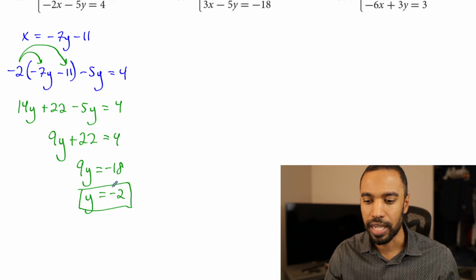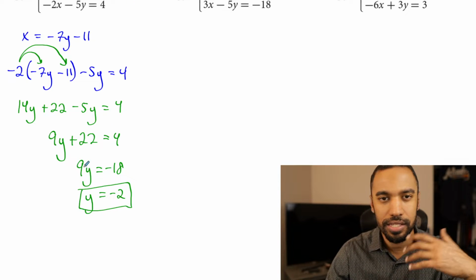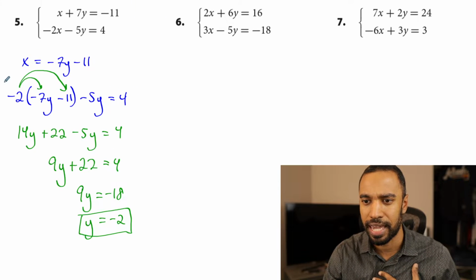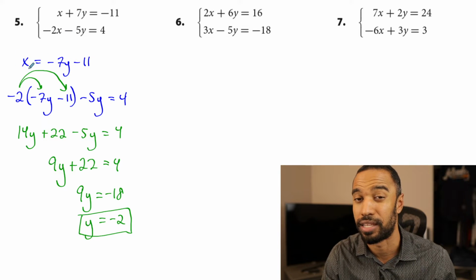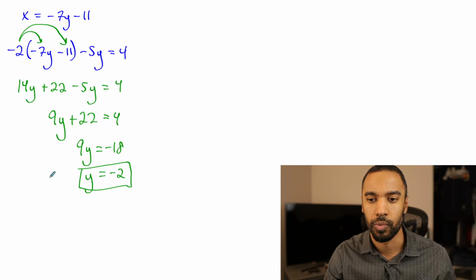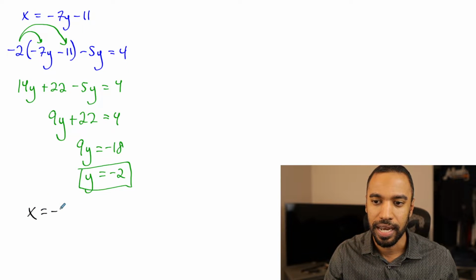Okay. And once again, I'm going to substitute the negative 2 into the easiest equation that I can. You can choose whatever equation, I don't care. But I'm going to plug it into the one where I have x by itself already. I'm trying to solve for x. So x equals negative 7 times negative 2 minus 11.